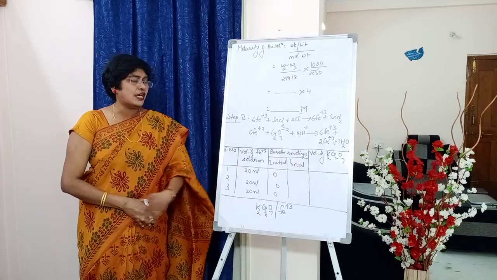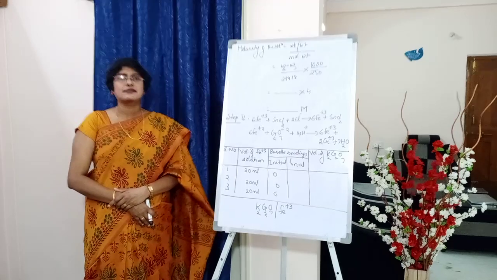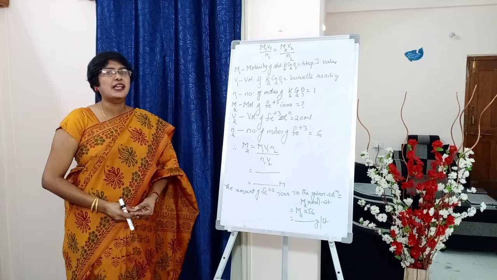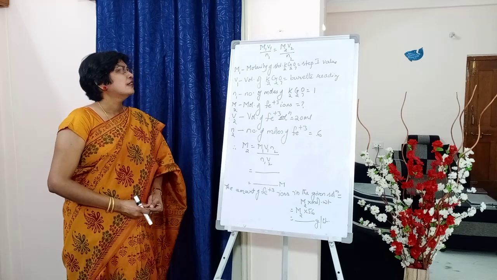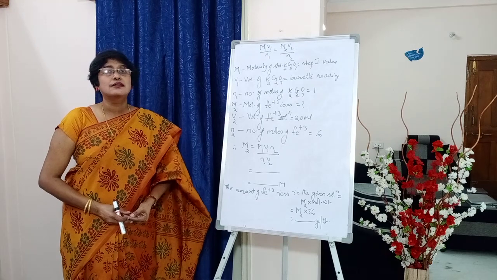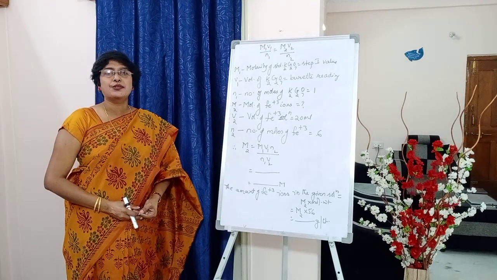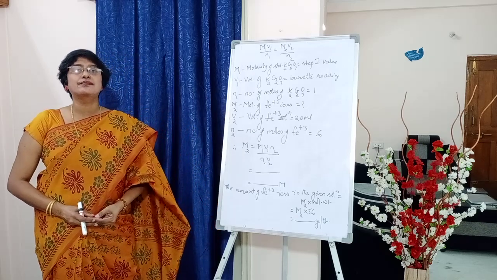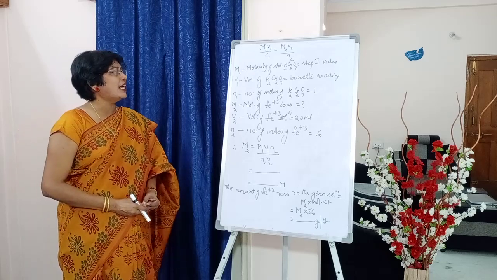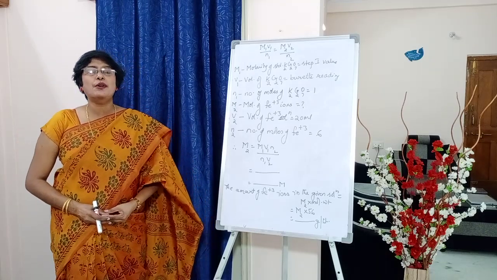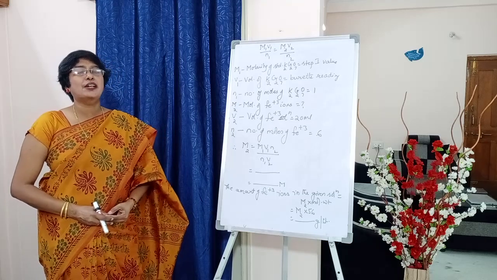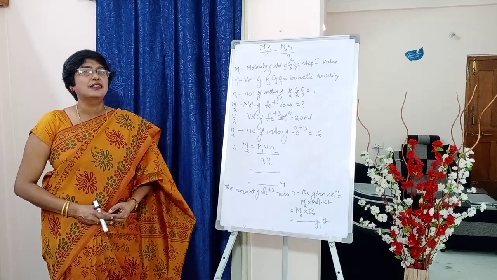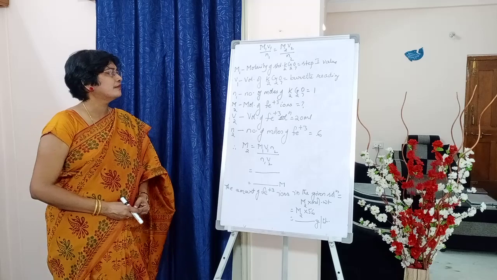Next, below the table, K2Cr2O7 versus Fe+3. Below, write down the formula. M1V1 by N1 equals M2V2 by N2. So now we will write down what these M1, V1, N1, M2, V2, N2 are. Below, write down, students. M1, molarity of K2Cr2O7, is equal to step 1 value. V1, volume of K2Cr2O7, that will be our burette reading. N1, number of moles of K2Cr2O7 from the reaction, is equal to 1.